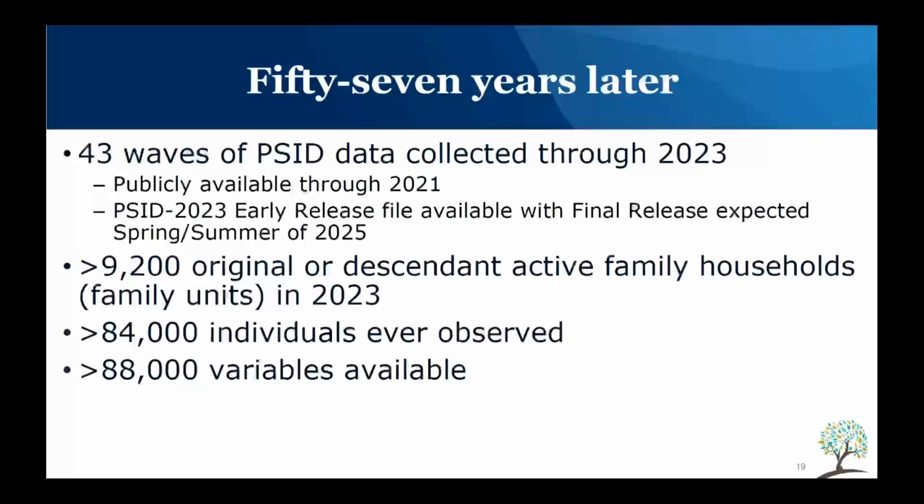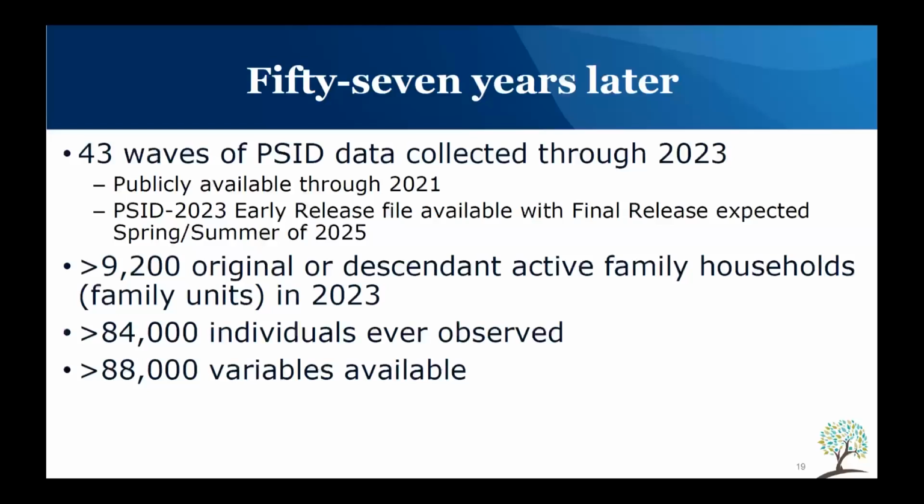So we currently, 57 years later, have 43 waves of data that are collected through 2023. We're waiting on the very final pieces of the 2023 data to arrive, and then we will be releasing those data. Right now, there is an early release file available on the website with the publicly available full files available from 1968 through 2021. So we have over 9,200 original or descendant active family households in 2023. And as I said, we're back in the field now in 2025, doing a similar collection to what we did then.